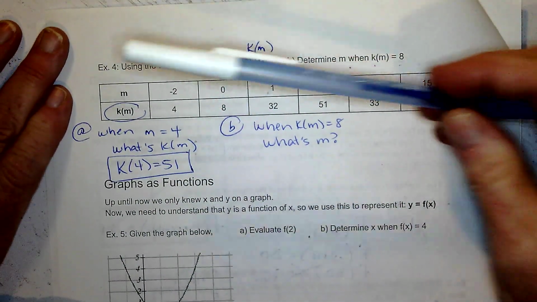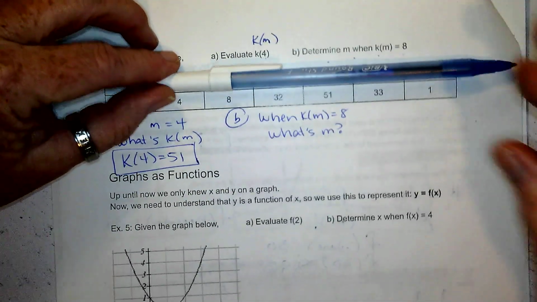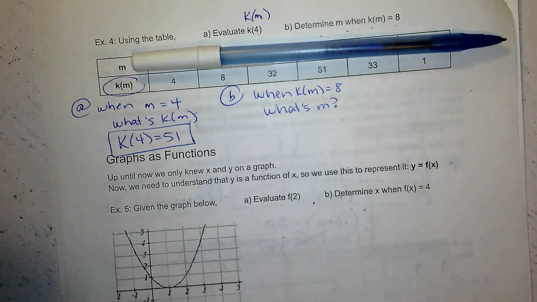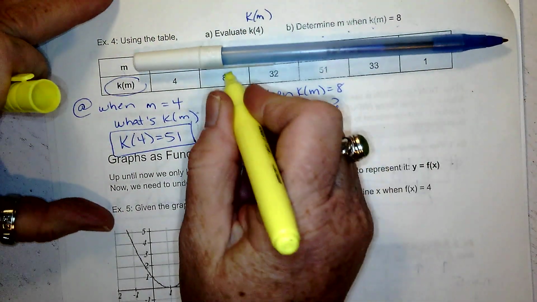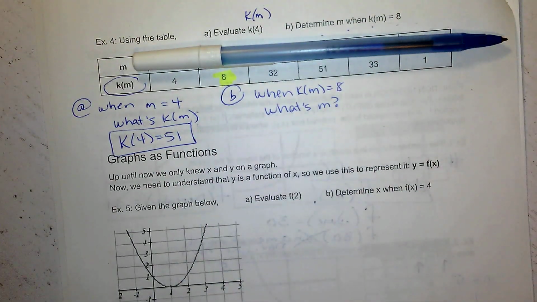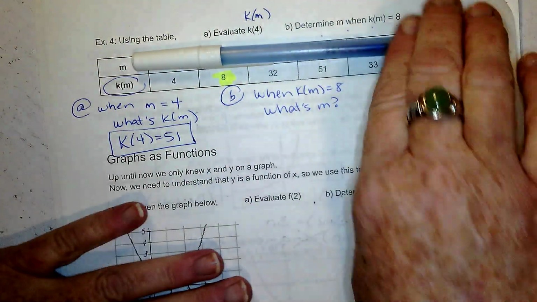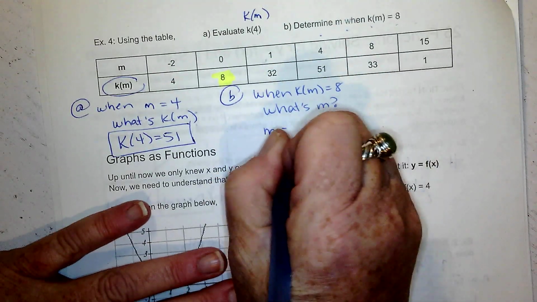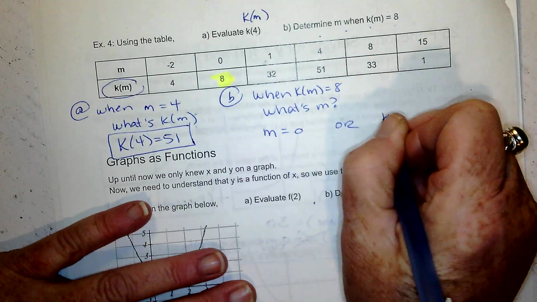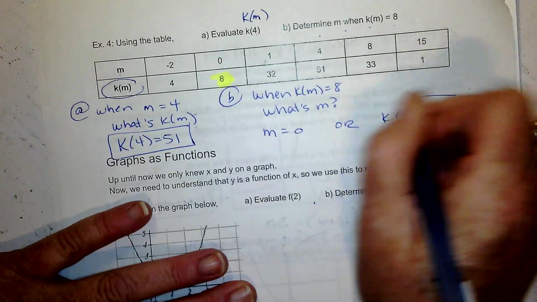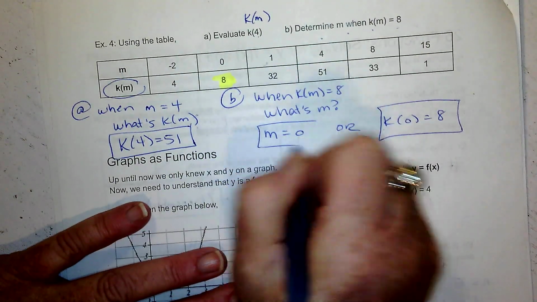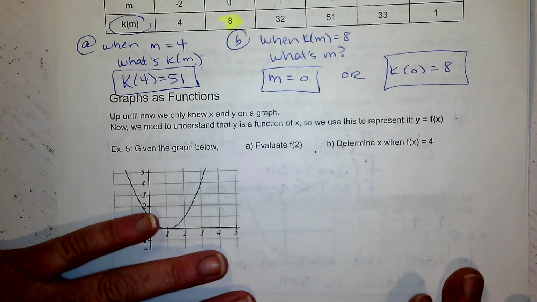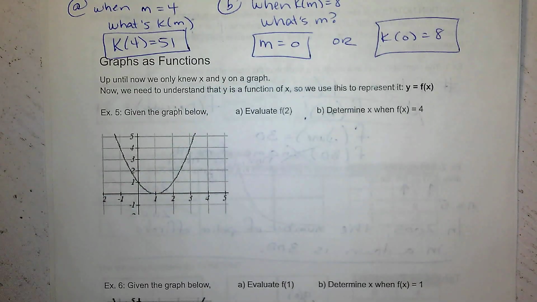So again, now I'm going to hide my m. I'm going to highlight where my k of m is equal to 8. Right there, it looks like we only have one of them. And then once I move my pen, I know that m is 0. So that means that m is 0, or you could write k of 0 is equal to 8. These are both correct. It doesn't matter which one you choose. You make that decision.